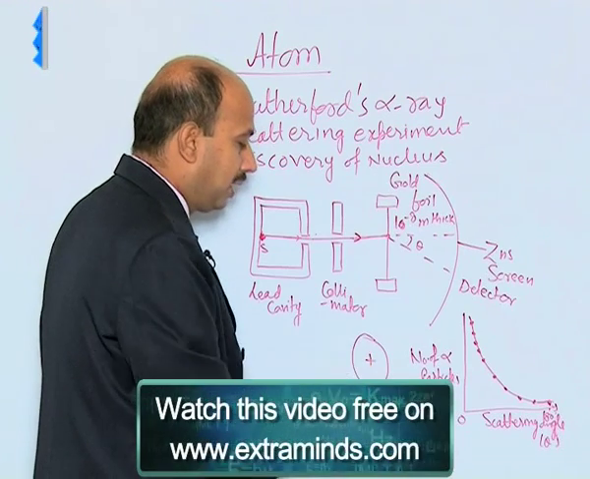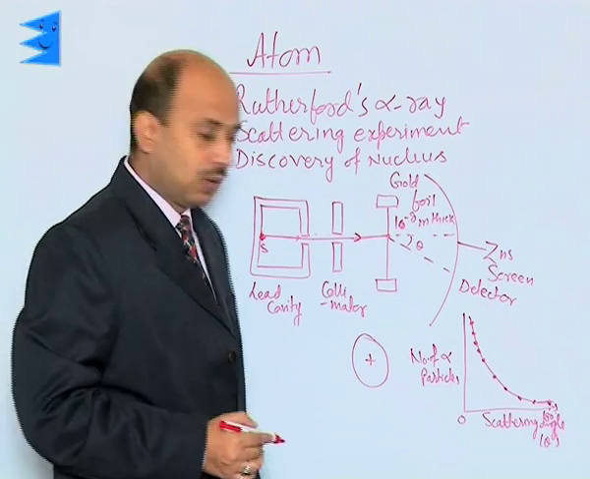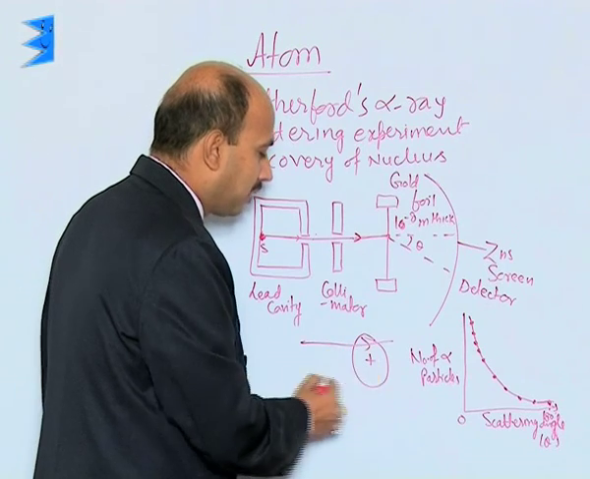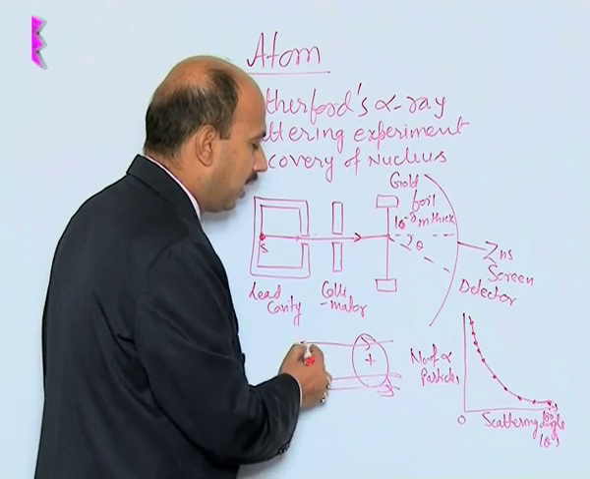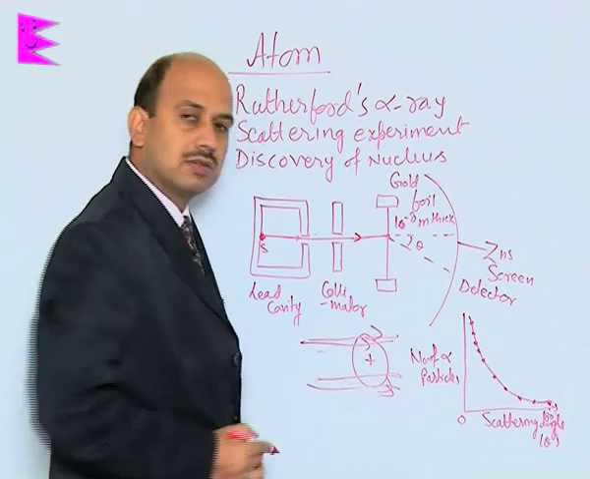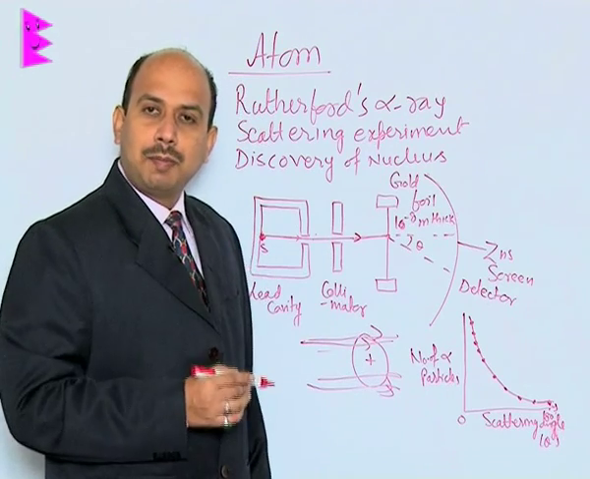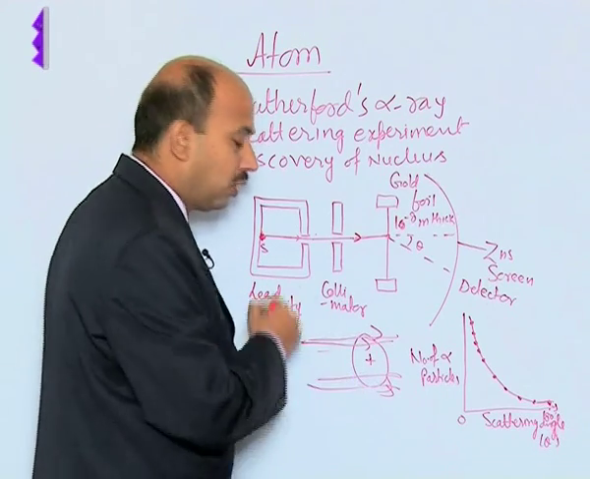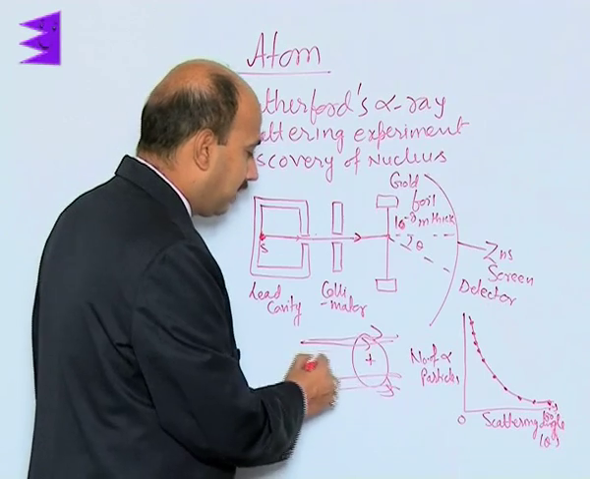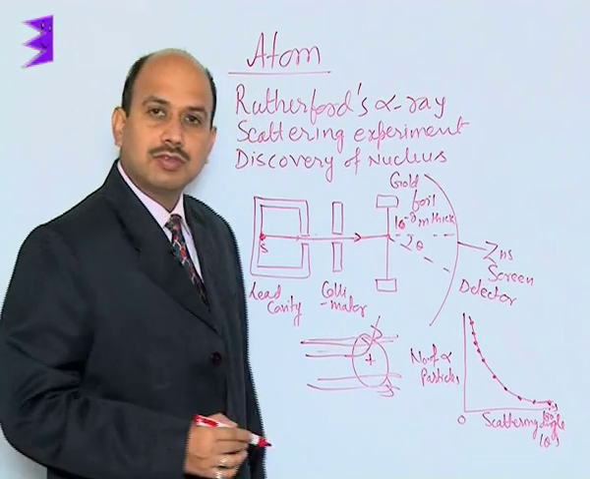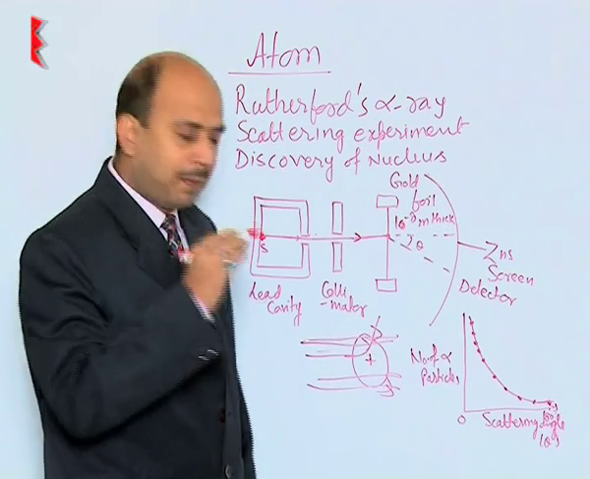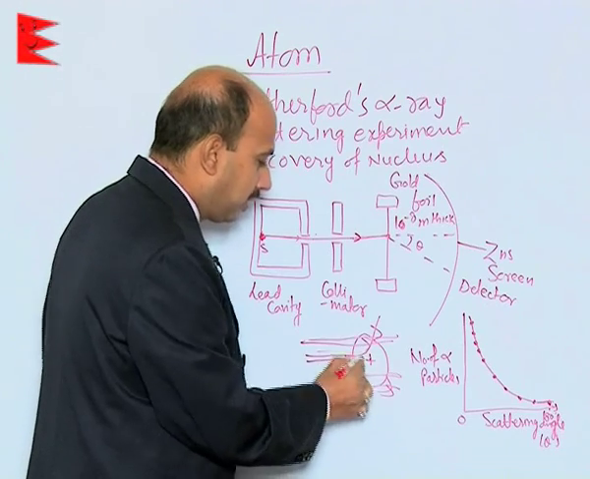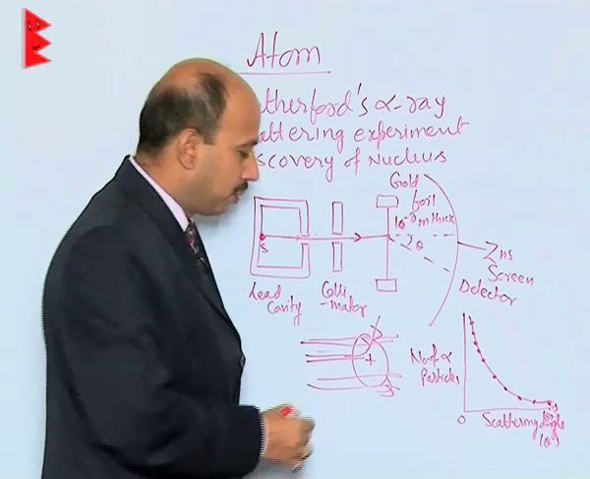most of the atom is empty, where the alpha particles pass along a straight line like this, and they are not deflected. As the alpha particle approaches the center of the atom, it gets deflected by a large scattering angle, and the alpha particle which strikes at the center is rebounded back.